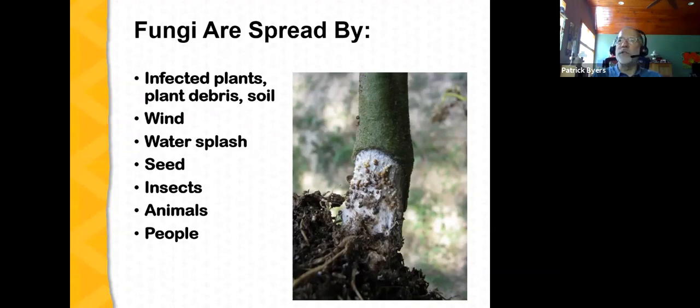Insects can be effective agents of spread for fungi, and this would apply to things such as pollinating insects. It can also apply to insects that are feeding on plant parts, and they can unwittingly spread spores of these fungal plant pathogens on their bodies. Animals likewise can do that. People are a very effective agent or vector of spreading fungal diseases, and we'll talk more about that a little bit later on, but it's very important as you work on a farm and as you move from farm to farm that you consider ways to minimize the spread of diseases, fungal diseases and other diseases as well, on your person.